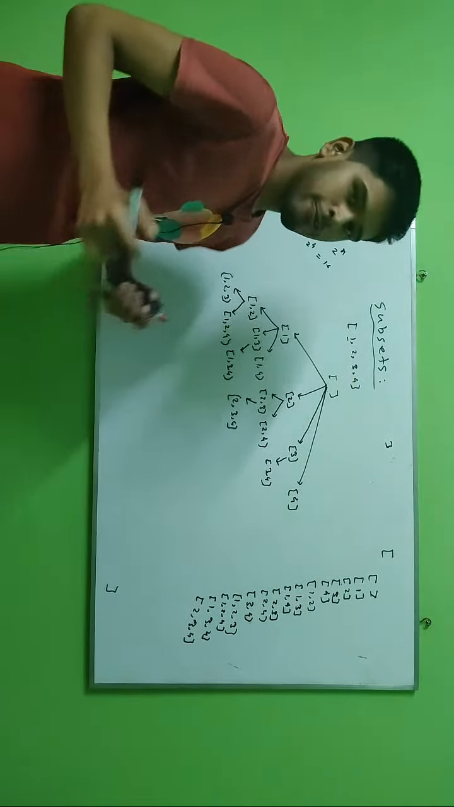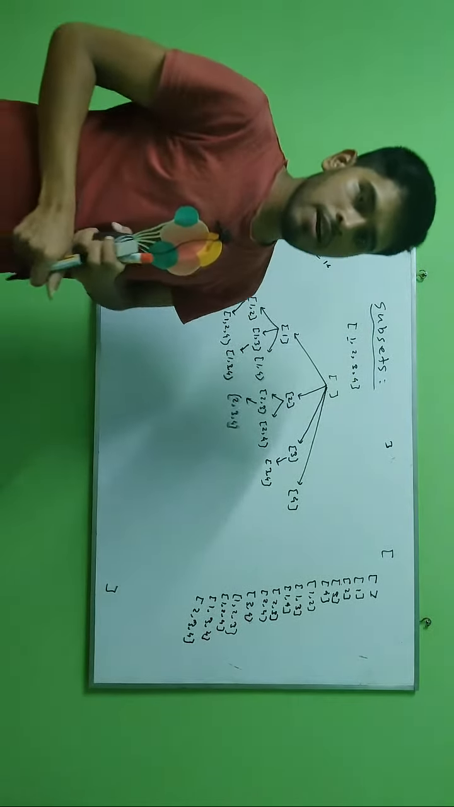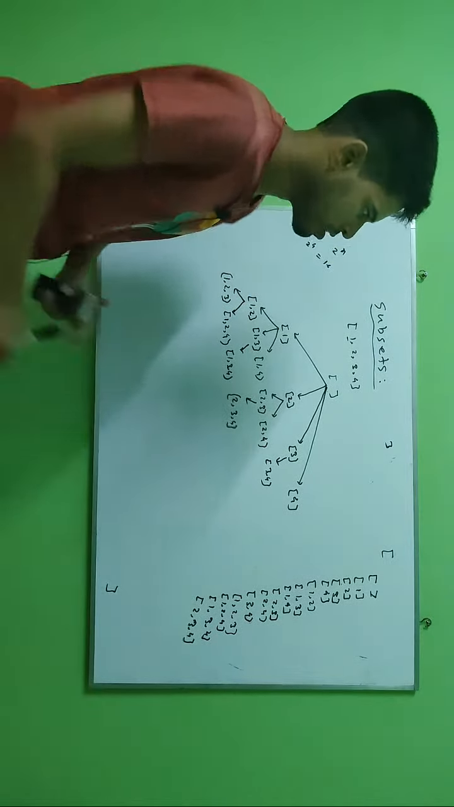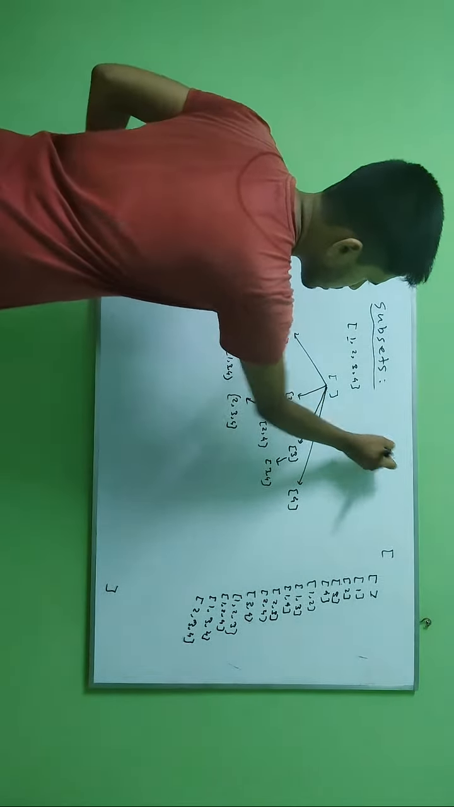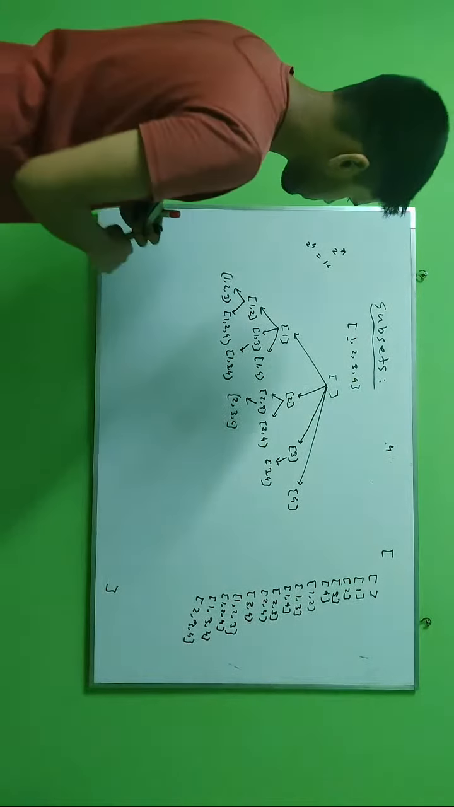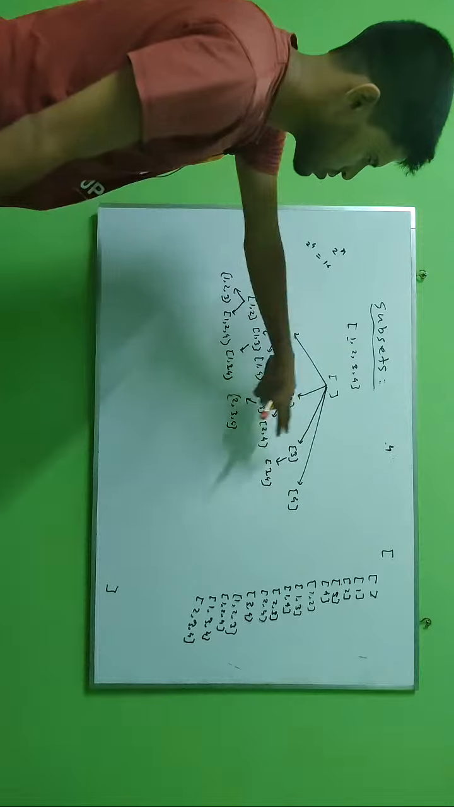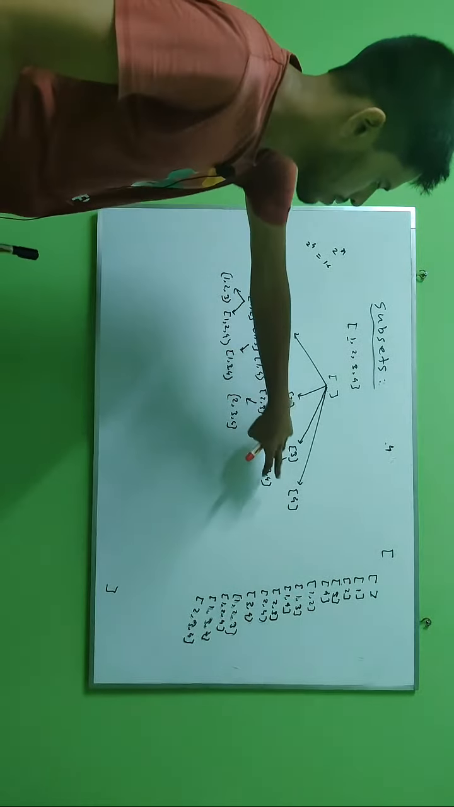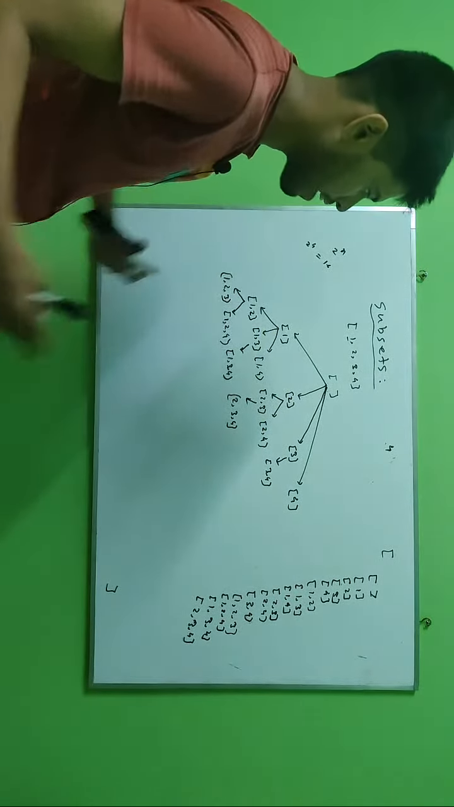Okay, now the final step. Now we're going to find out the subset of length 4. How can we find out the subset of length 4? We're not going to go through each step again and again. We will regenerate the tree again.